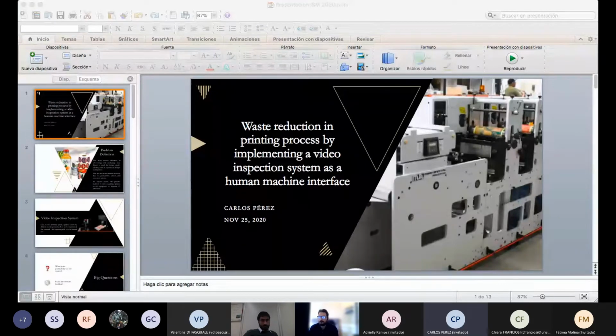Good afternoon, everyone. My name is Carlos Perez. I'm an electronic engineer from National University of Mexico, and I'm going to present you the paper with the topic Waste Reduction in Printing Process by Implementing a Video Inspection System as a Human-Machine Interface. First of all, I want to talk about the problem that exists in the graphic industry, because the most recent advances in advertising and marketing have created a need for higher quality printing jobs in regards to design and finish. In consequence, there is a decrease in the volume of the printing jobs in terms of linear meters per job, but also an increase in the diversity of jobs.